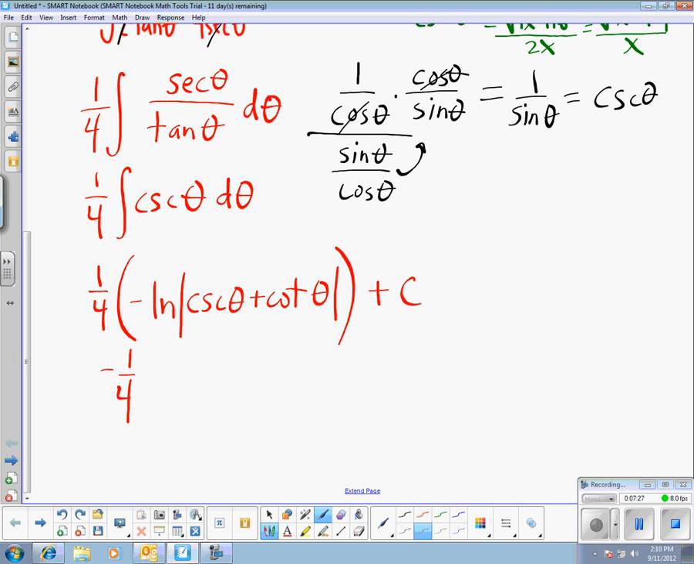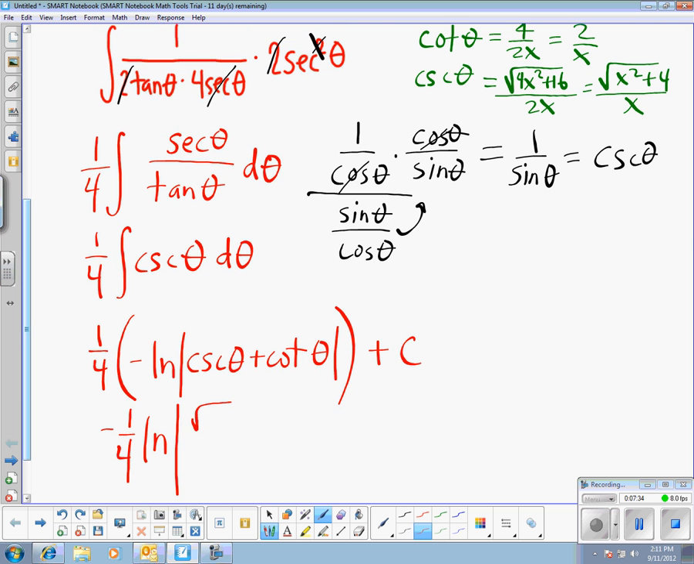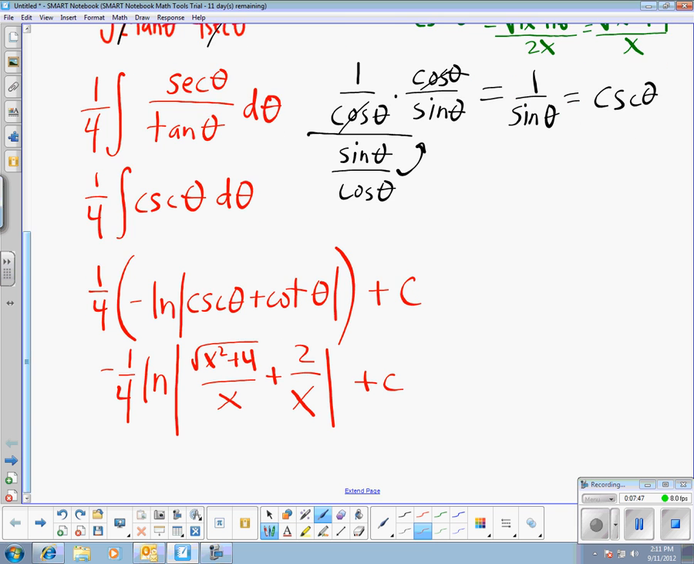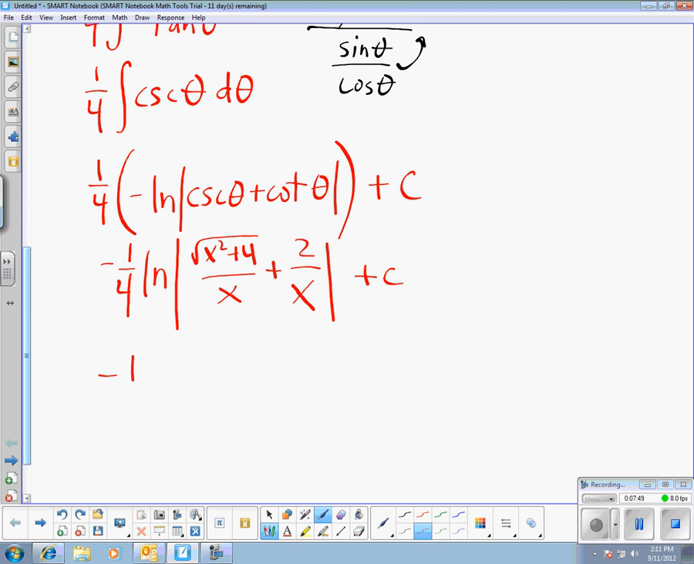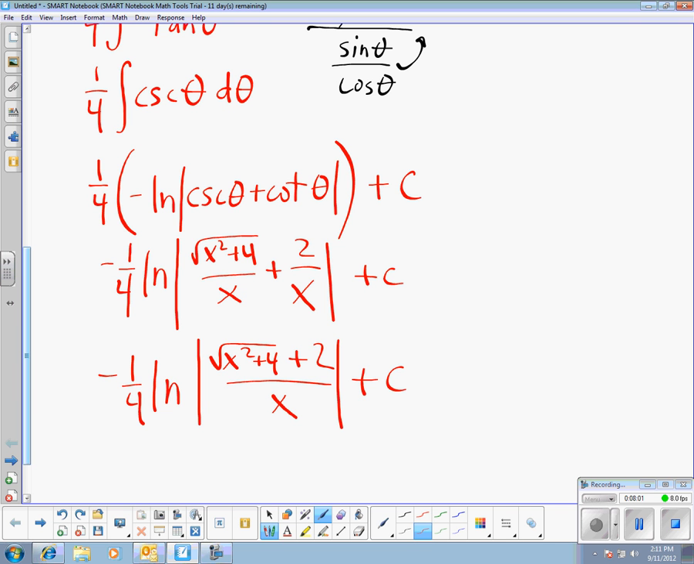I'll put the negative in front of my 1/4 just to make it look a little nicer. Cosecant is the square root of x squared plus 4 over x. Cotangent is 2 over x. So those will add together nicely. We'll play nice, and we end up with the square root of x squared plus 4 plus 2 all over x plus c.